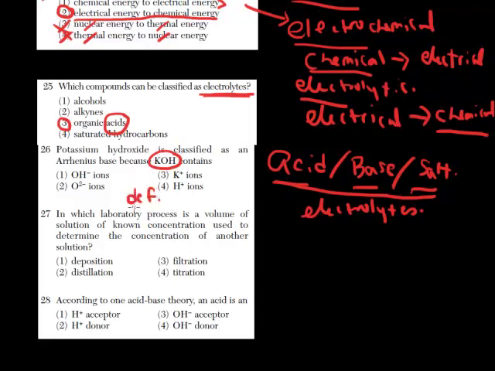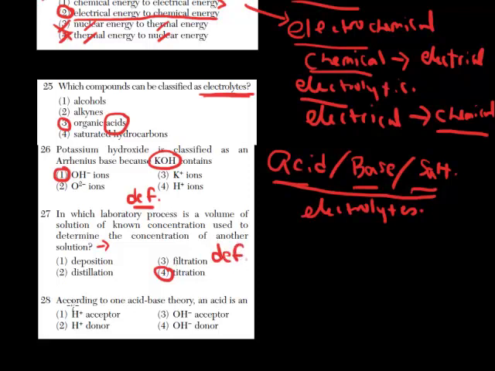Number 26, potassium hydroxide is classified as an Arrhenius base because, by definition, this is a definition question, an Arrhenius base is any compound which, when dissolved in water, produces hydroxide ions as the only negative ion. Let's go on to 27. In which laboratory process is a volume of solution of known concentration used to determine the concentration of another solution? You cannot have taken your chemistry course without having done a titration experiment, and this is exactly what's going on in titration. So again, a definition question.